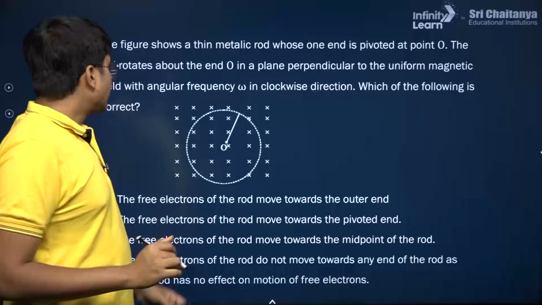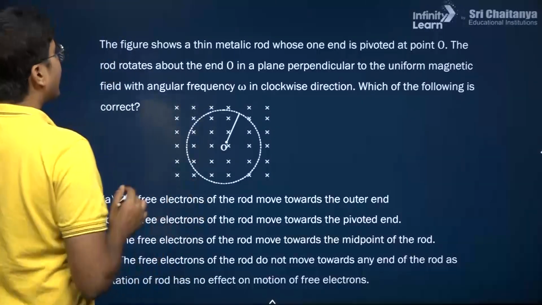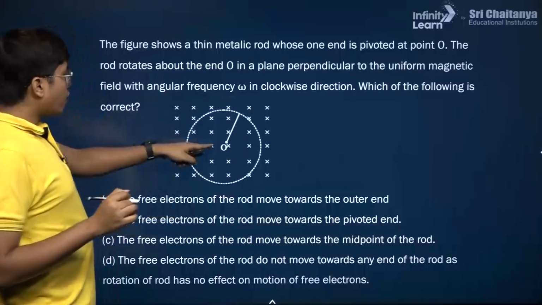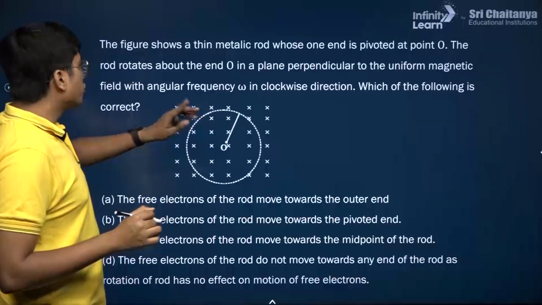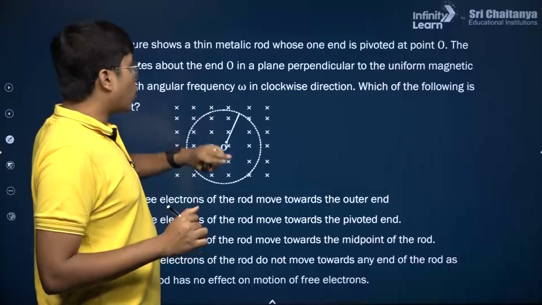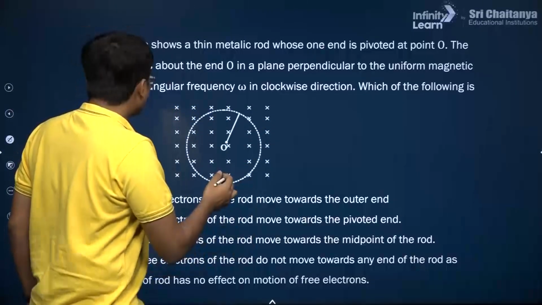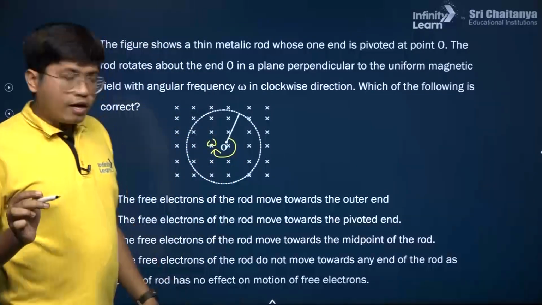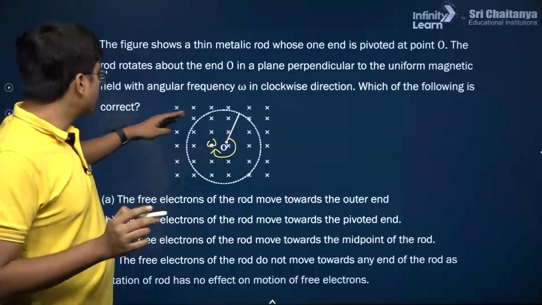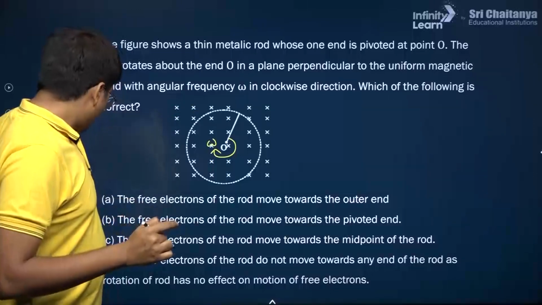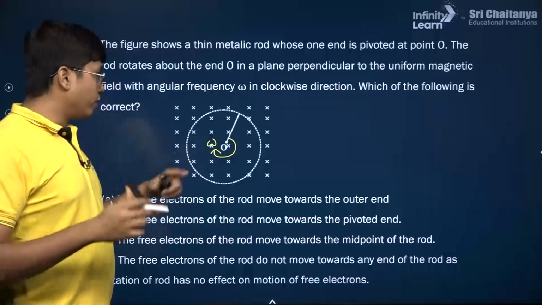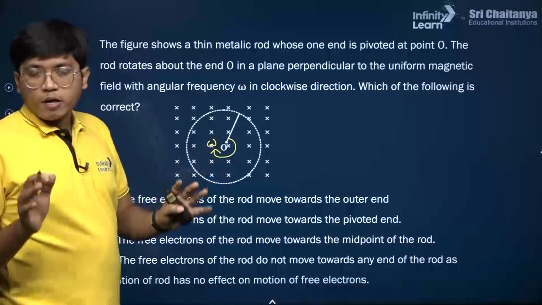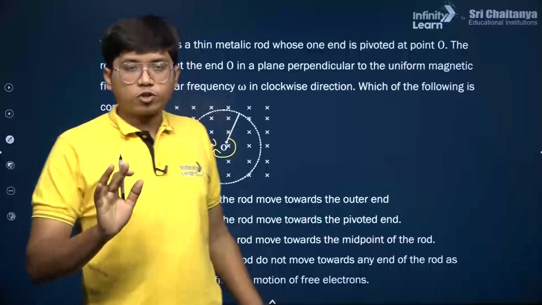Okay. Next up, it says the figure shows a thin metallic rod whose one end is pivoted at point O. The rod rotates about the end O with angular velocity omega in a plane perpendicular to a uniform magnetic field, in clockwise direction. Clockwise direction means it's turning in this direction. Now, we have to check in which direction the free electrons move. So, forget about motional EMF and everything; just think with respect to motion of electrons.